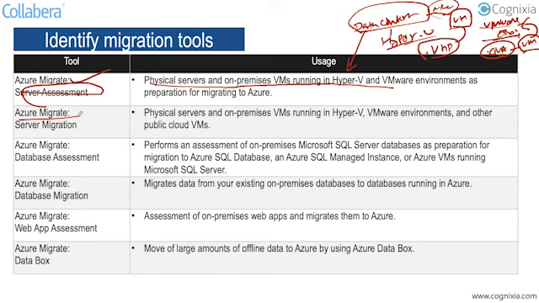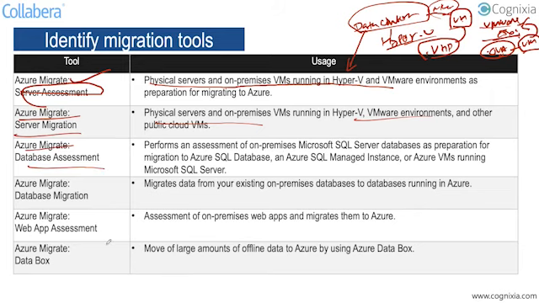Azure Migrate server migration, we can do physical server migration as well for on-premises, VMware, Hyper-V, and other cloud virtual machines as well. Like if we have Windows virtual machine in AWS cloud, we would be able to migrate those virtual machines as well to Azure.